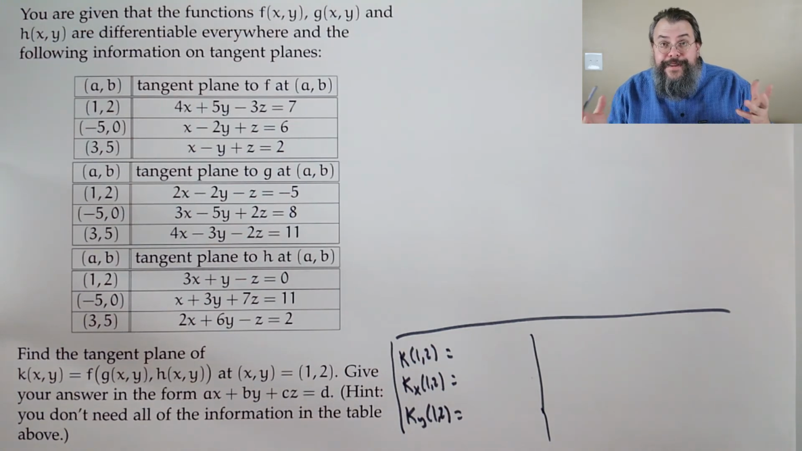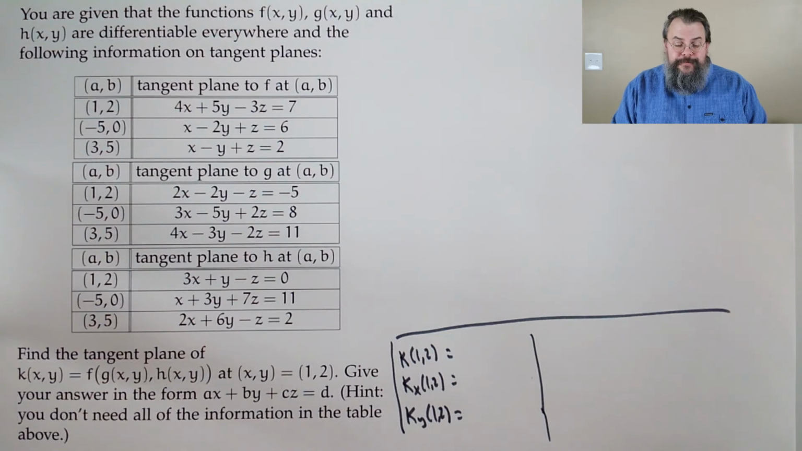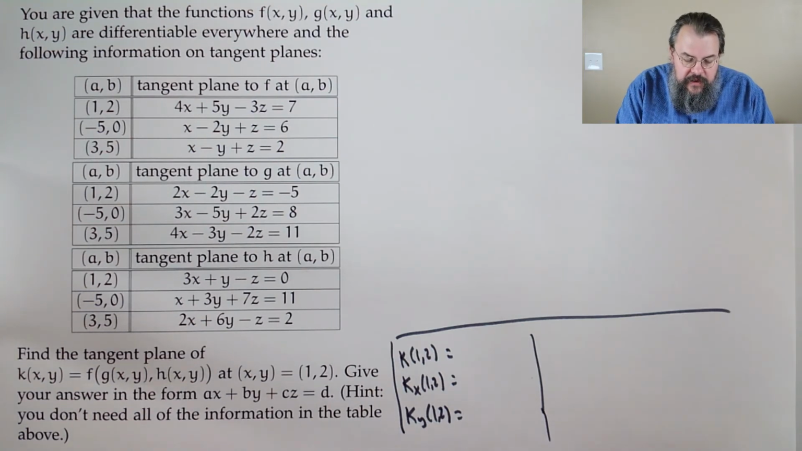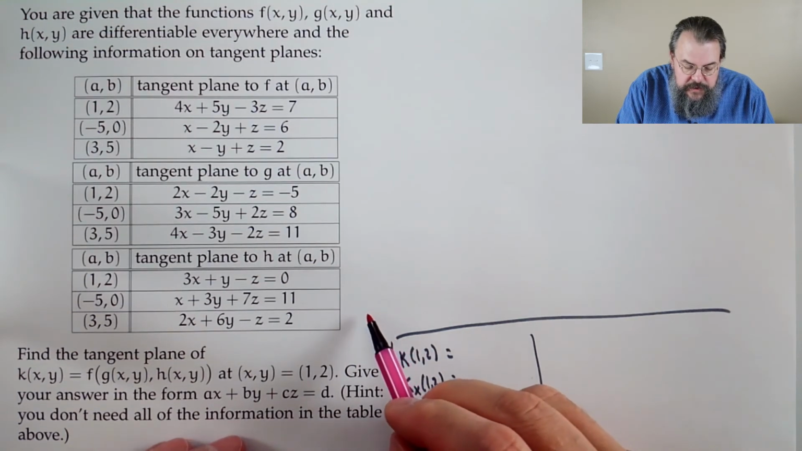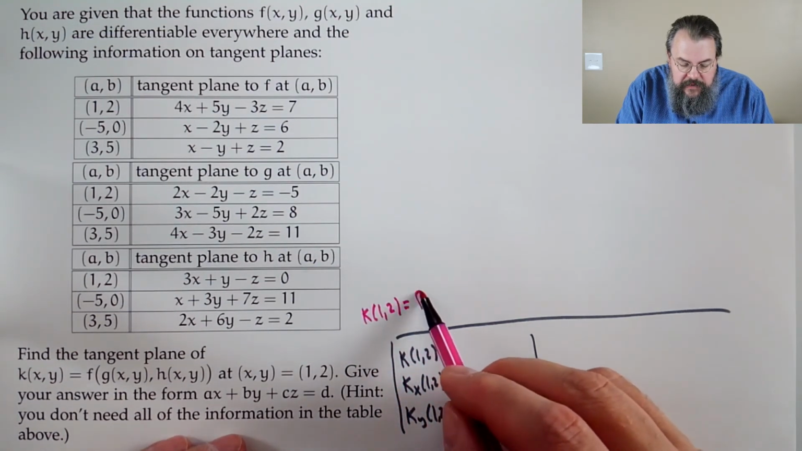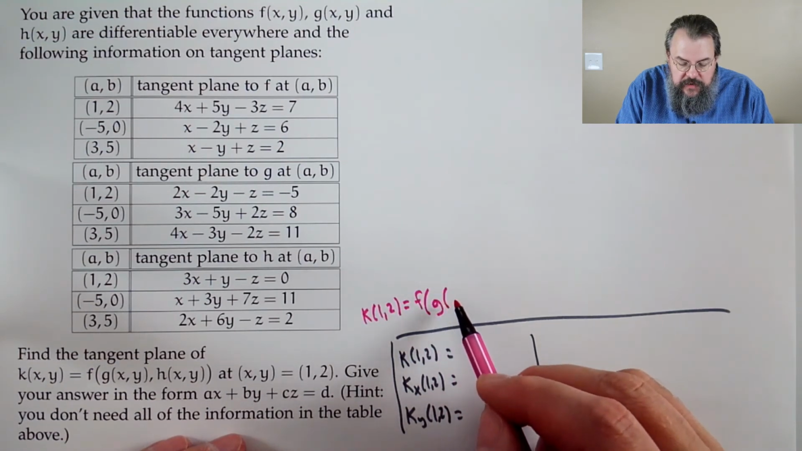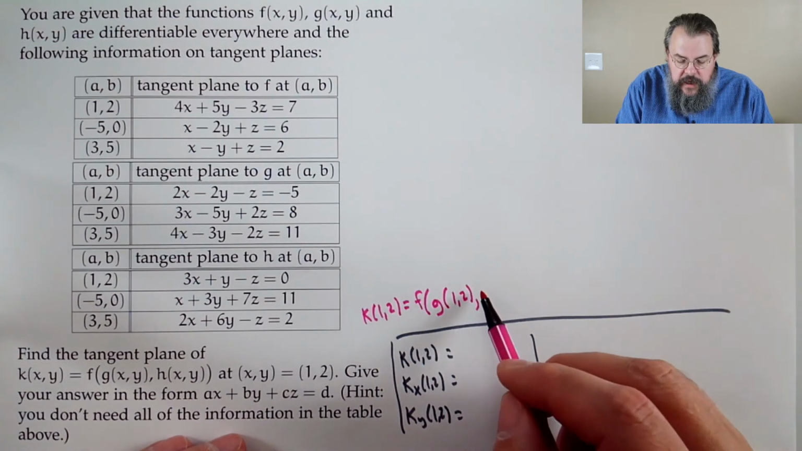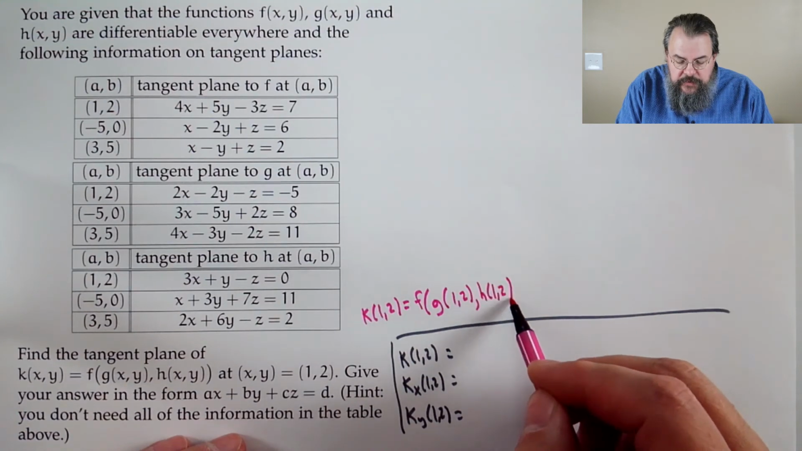Let's start with the value k of 1, 2. What are we going to need? Well, let's just start to get an idea of where we care about things. So when I'm looking for k of 1, 2, that's the same as f of g of 1, 2, comma h of 1, 2.